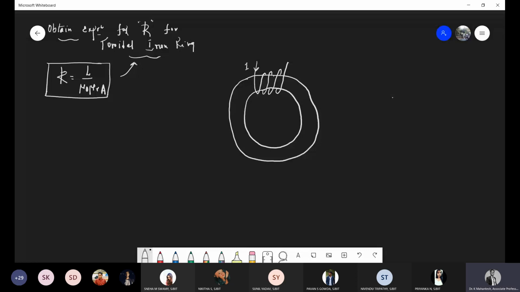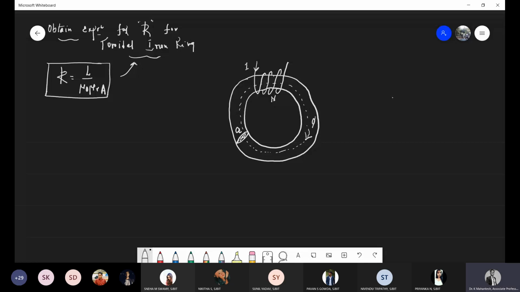This will have some area of cross section here. I am just representing an area of cross section. This is A, and you have n number of turns carrying current. Because of this, there will be a flux induced inside this toroid. So these dotted lines are the flux due to this current carrying conductor.